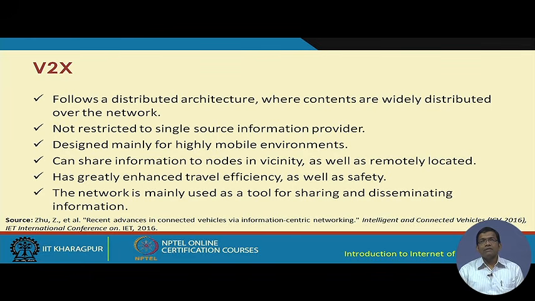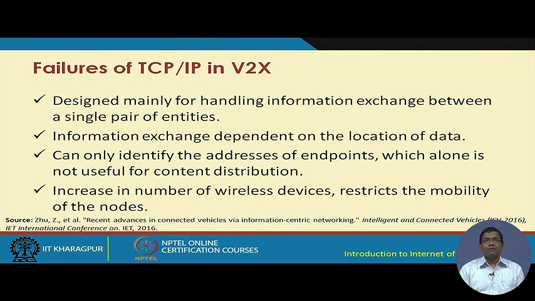The network in V2X is mainly used as a tool for sharing and dissemination of information, and that is not something very new, because ultimately what is going to happen is, after this information is collected from these different sensors, the dissemination has to happen with some communication medium, and typically it is a wireless communication medium where there is a network, and the network basically helps in the dissemination of information.